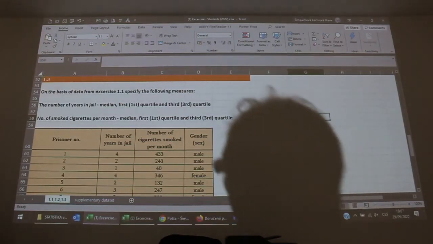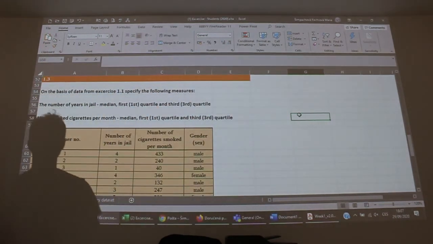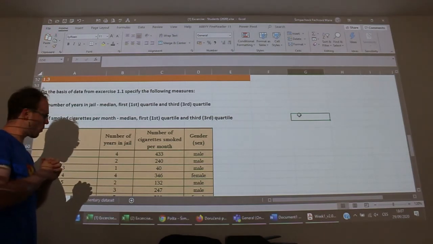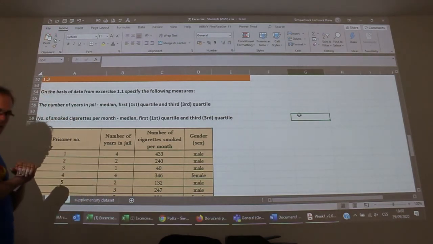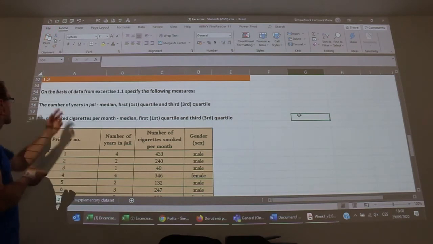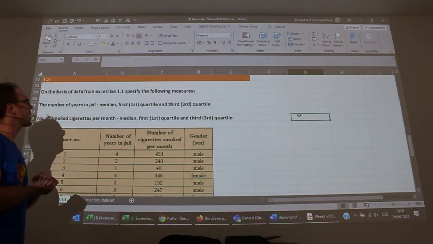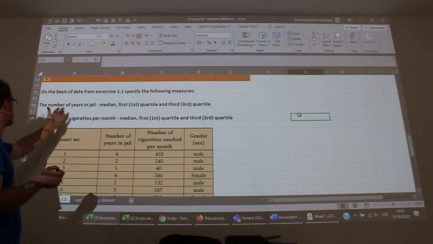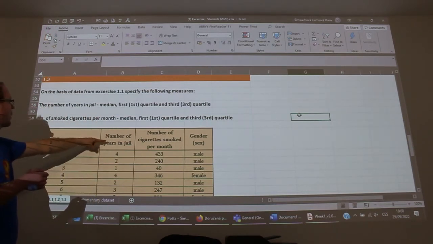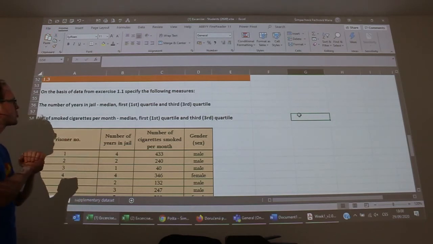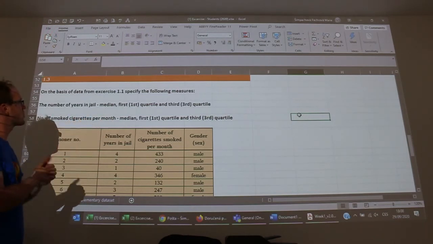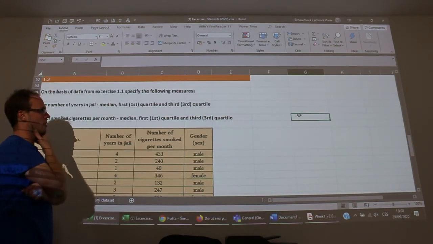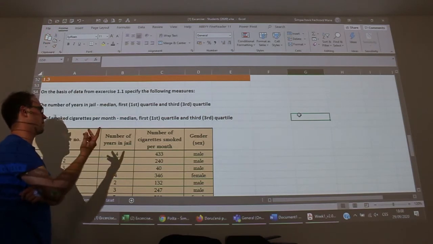Okay, we will continue with example 1.3. We have a data set, yes? We have one small data set here, eight prisoners. So on the basis of data from this exercise 1.1, we would like to specify the following measures for the variable number of years spent in jail. Yes, we would like to specify median, first quartile and third quartile.